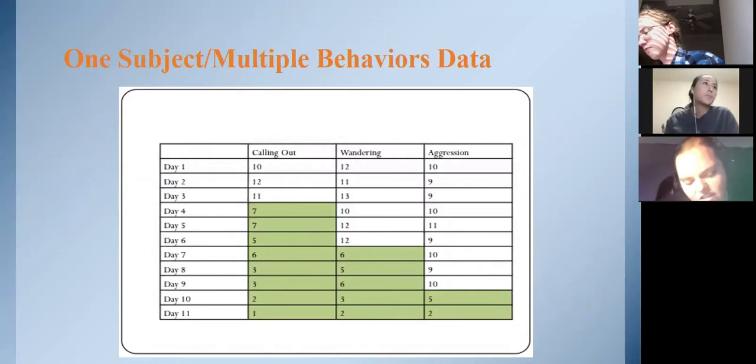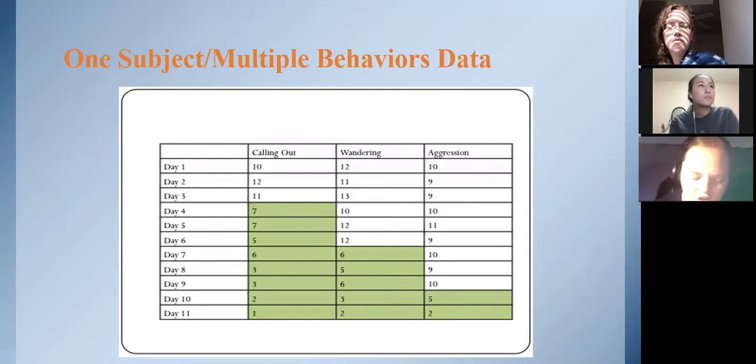So, on days 1 through 3, the teacher collected baseline data on all 3 behaviors: calling out, wandering, and aggression. On days 4 through 7, she implemented the treatment on calling out only. She continued to collect baseline data for wandering and aggression. As you can see, Patsy's calling out behaviors began dropping once the intervention was introduced, but her wandering and aggression stayed high.